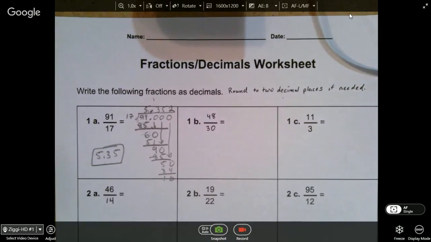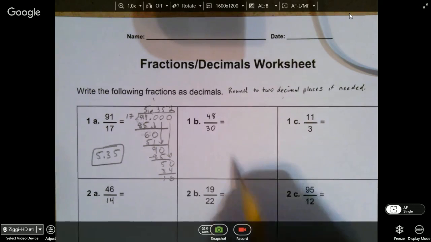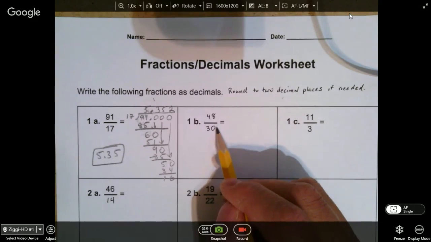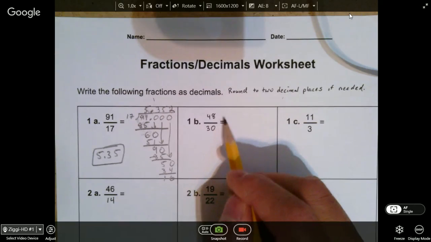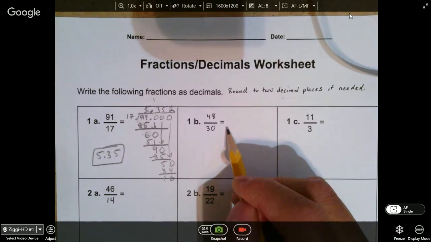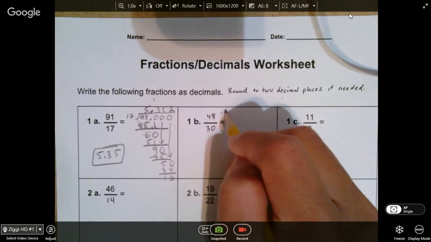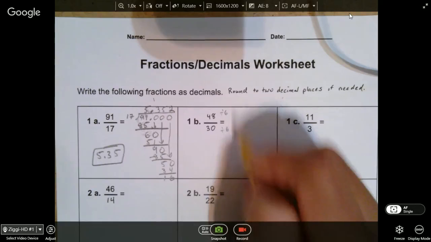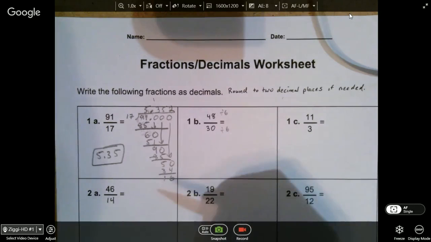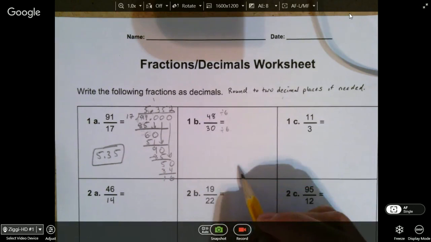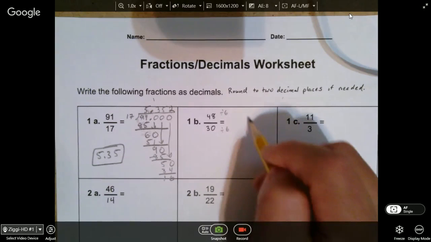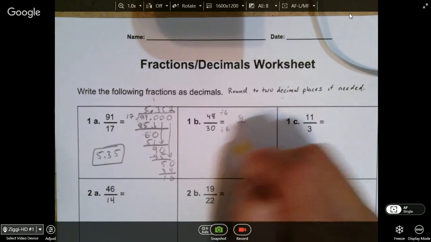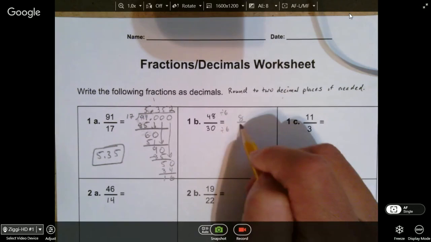Okay. All right. In 1B, 48 divided by 30, check to see if you can simplify. Okay, it looks like there's a greatest common factor here, 6 can go into both. So this can be simplified so we can get some smaller numbers. So 6 will go into both, right? And we're dividing by 6 over 6. 6 over 6 is just 1, so we're not actually changing the value of this 48 over 30. Okay, so 48 divided by 6 is 8, and 30 divided by 6 is 5.